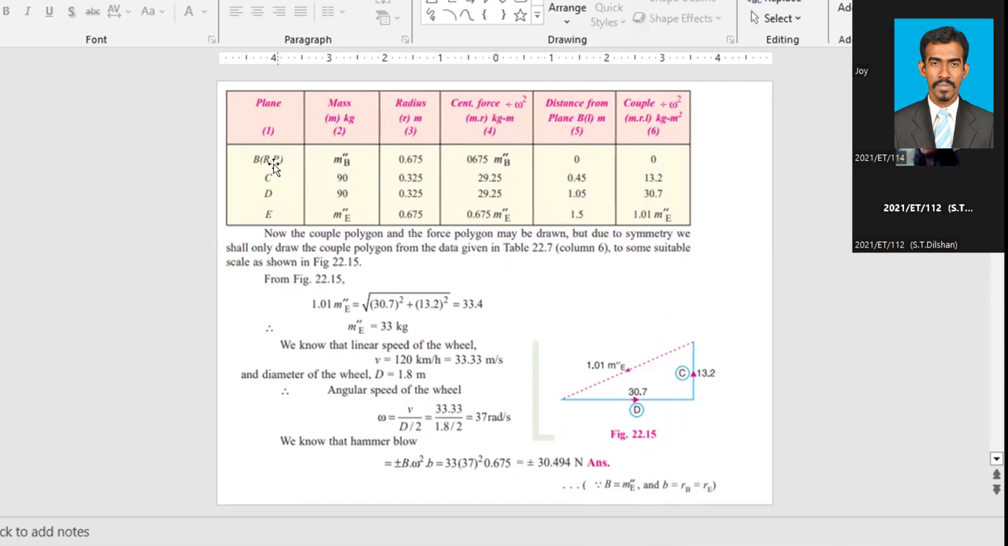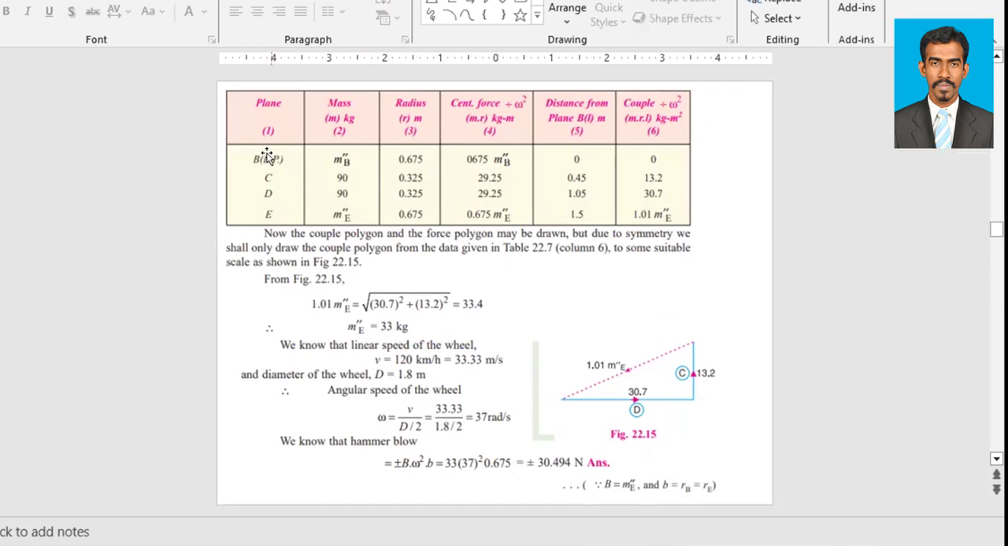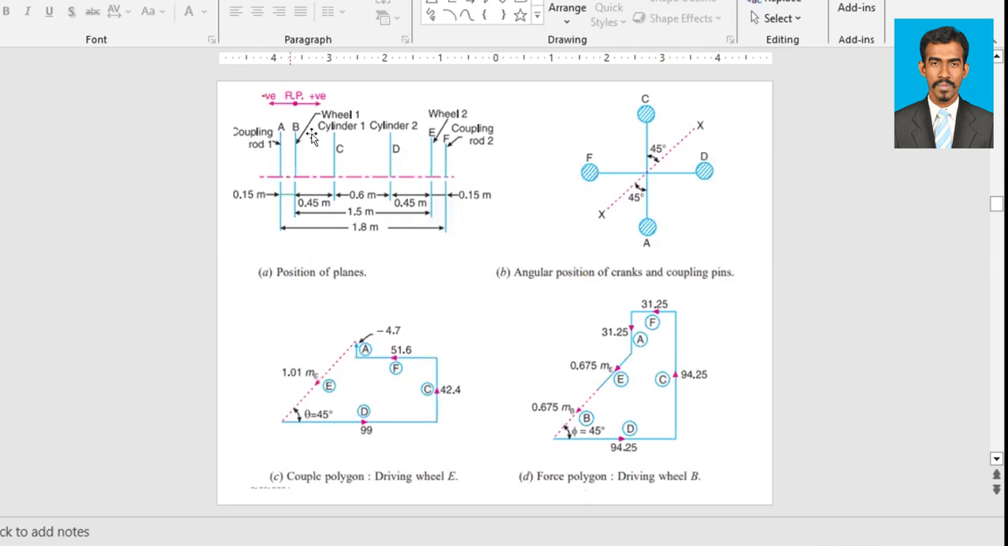So I told you we will usually take any one of the planes, where the unknown mass is placed, as the reference plane, in order to make that couple zero. So I'll take B as the reference plane, that is 0. From B we have to find C, D, and E. So B to C, B to D, and B to E we have to find.